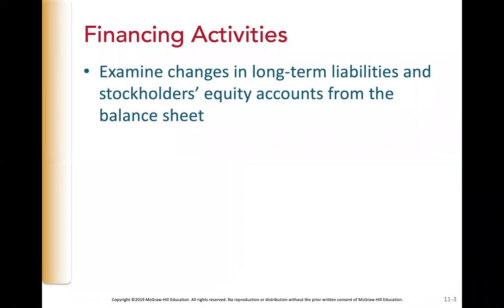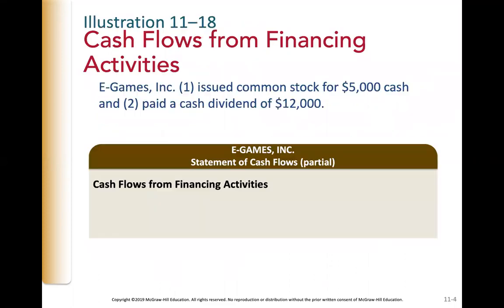In the financing activities section of the Statement of Cash Flows, companies list separately cash inflows, such as borrowing money and issuing stock, and cash outflows, such as repaying amounts borrowed and paying dividends to shareholders. We can find a firm's financing activities by examining changes in long-term liabilities and stockholders' equity accounts on the balance sheet.